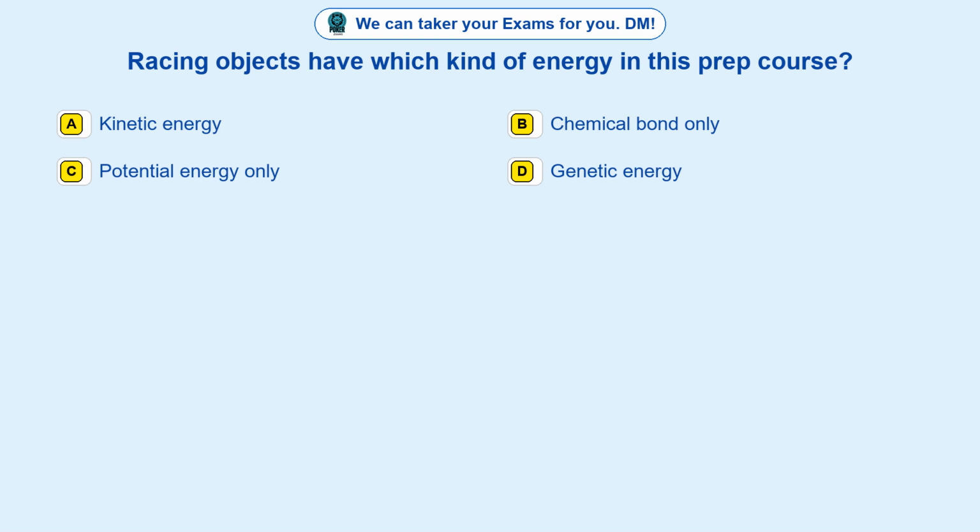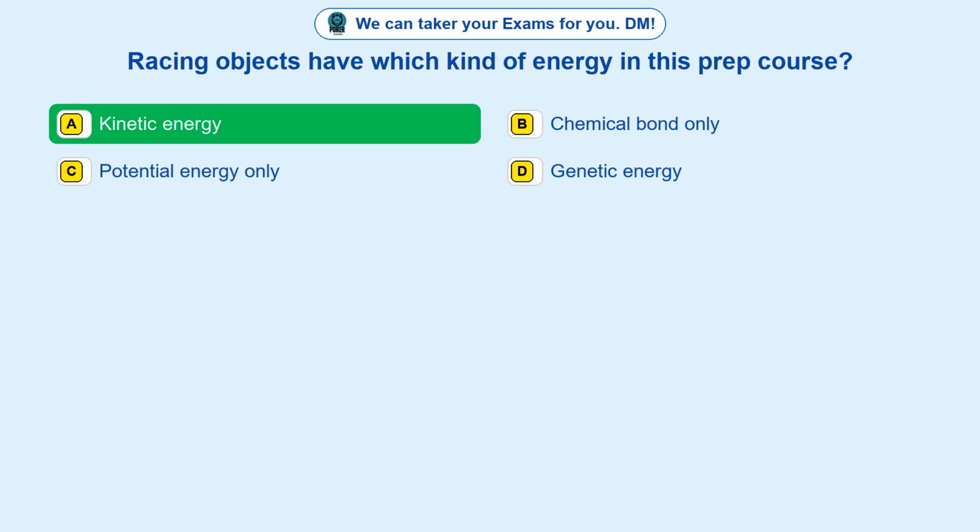Question 60. Racing objects have which kind of energy in this prep course? Option A, kinetic energy. Option B, chemical bond only. Option C, potential energy only. Option D, genetic energy. The correct answer is option A, kinetic energy.